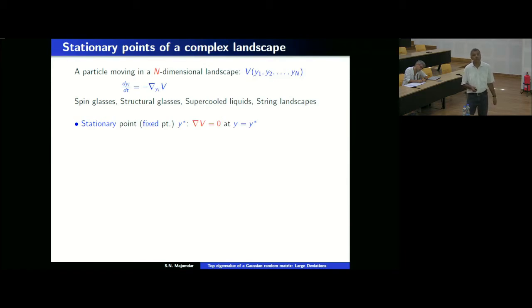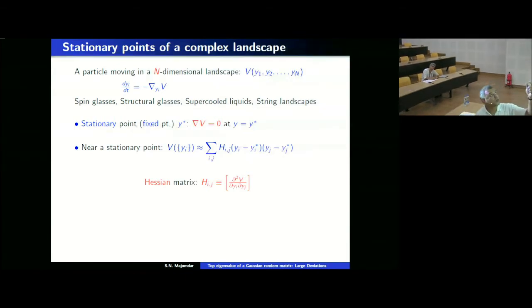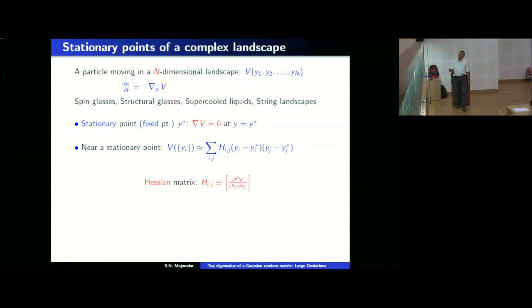So at some stationary point, y equal to y star, those are the local minima, local maxima, and the saddle points. And near a stationary point, you can linearize your potential. The linear term will be 0, of course, because grad V is 0 at the stationary point. So you have to go to the second order term. If you go to the Taylor expansion, the second order term is the Hessian matrix, which is the second derivative of this potential.